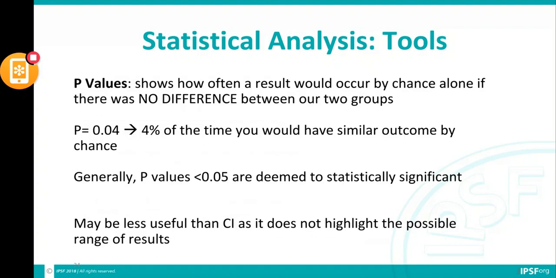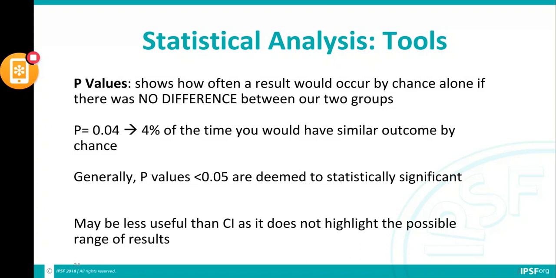P-values are the most common statistical analysis tool I think that we see in randomized controlled trials. And a p-value is going to show you how often a result could occur by chance alone if there were no difference between our groups. So we're under the assumption that our groups are equal, they're balanced. So we're trying to see, would it be more likely for this just to occur by chance, or is this really as a result of the intervention?